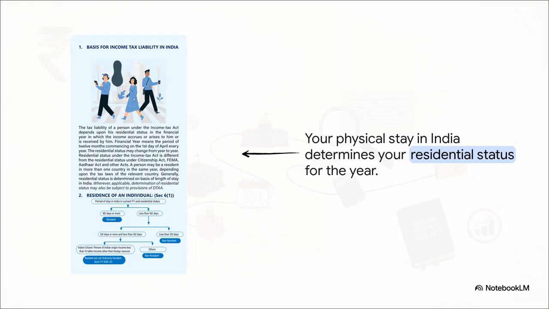This flowchart here breaks it down really nicely. The main test is super simple. Were you physically in India for 182 days or more in the last financial year? If you nod yes to that, boom, you're a resident for tax purposes. If not, okay, things get a little more complicated with some other conditions to check. But that 182-day rule, that's the main gateway.